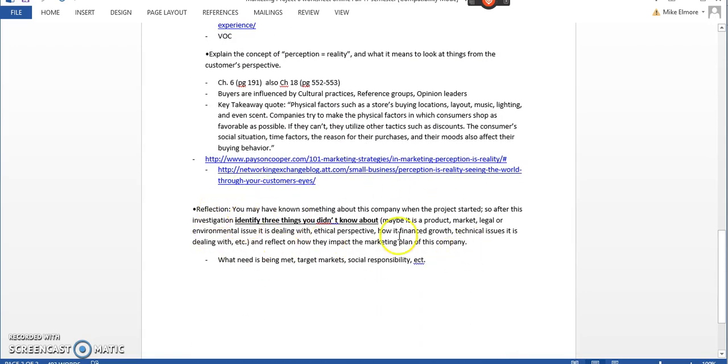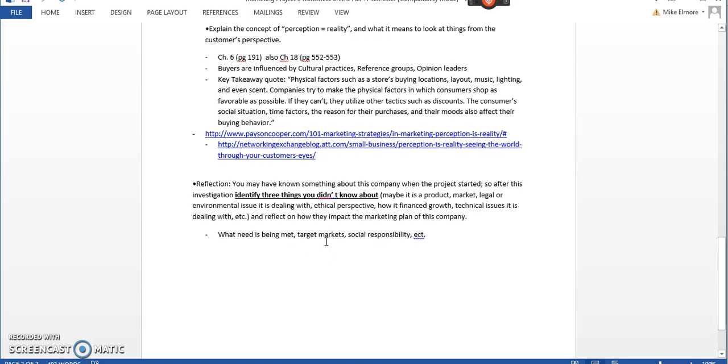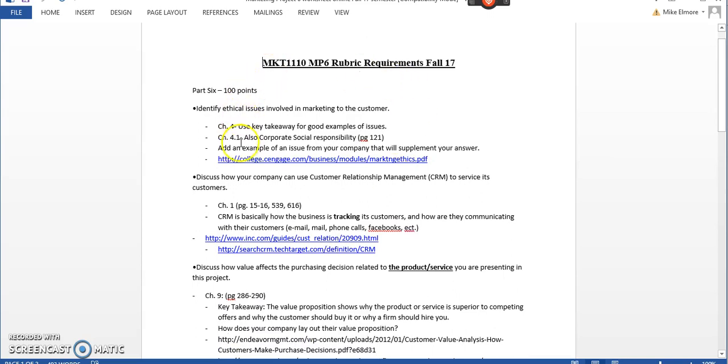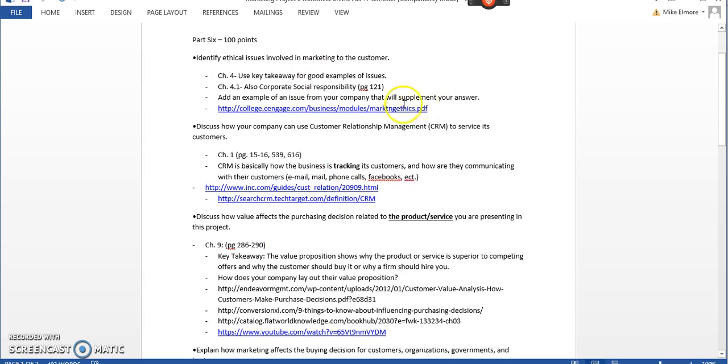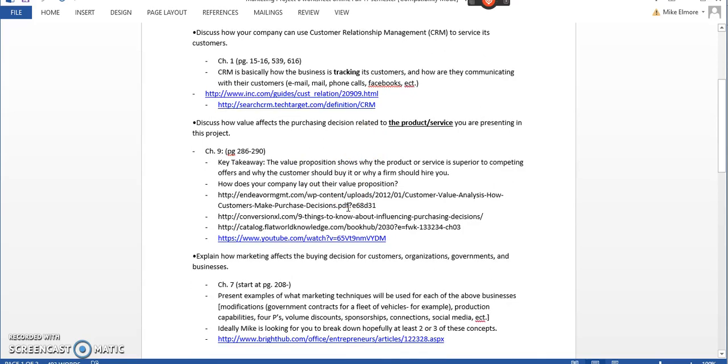This is important. I want to see three things that you didn't know on the front end, so highlight a few things. So manageable, ethics, fly high a little bit, and maybe give me an example from your company. CRM, we've covered that nicely. You've got this worksheet.